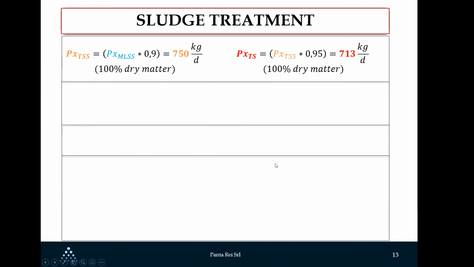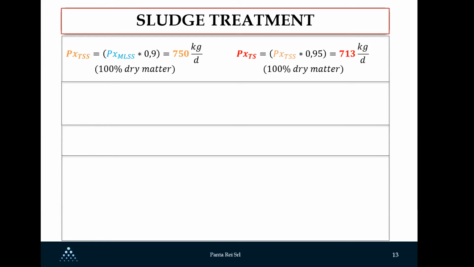So the sludge produced in the thickener is very easy to calculate since we already know this parameter: the sludge produced in the biological oxidation tank, and 0.9 is the capacity of the thickener to catch the solids. So we can easily calculate, also considering 100% dry matter, the sludge produced in the thickener. As a result, we have 750 kg per day.